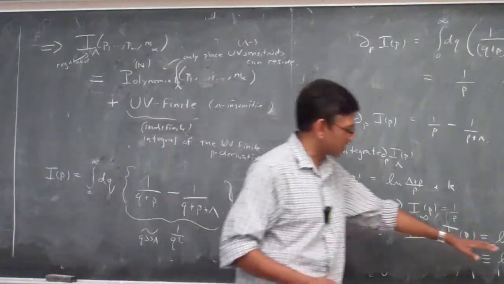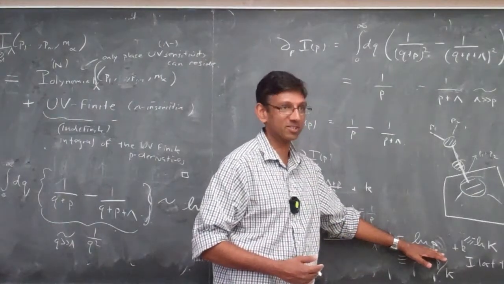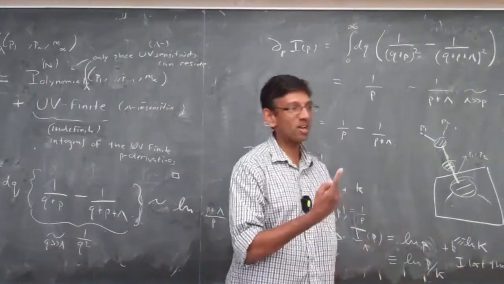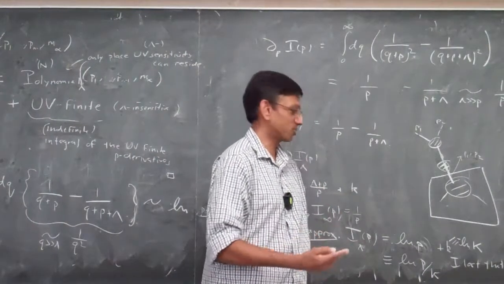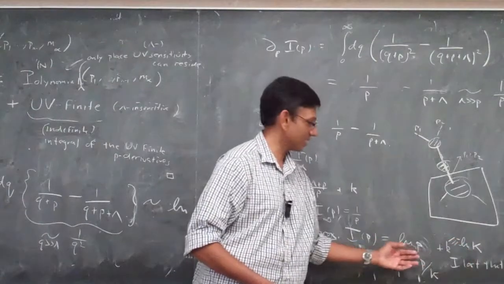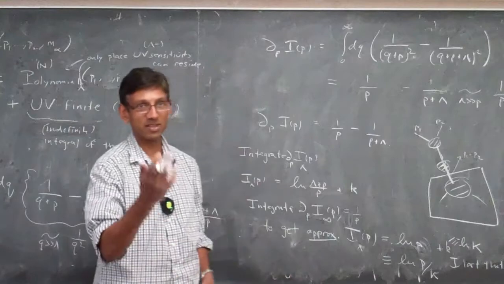But look, this log p is a beautiful prediction because it's a function of p. It's a continuous infinity of predictions here. This log k is one number. Can't afford to just go measure one number? Sure you can. So that's the thing. You measure one number and you get a continuous infinity of predictions. Right, that's the spirit.